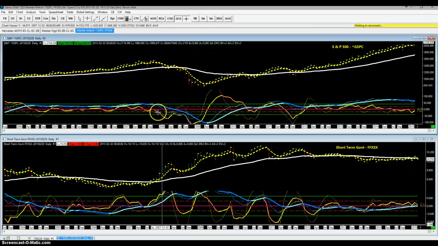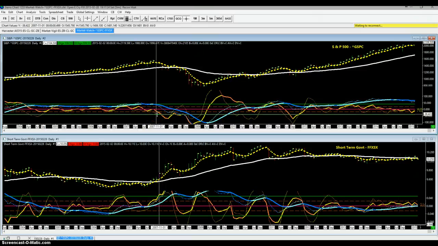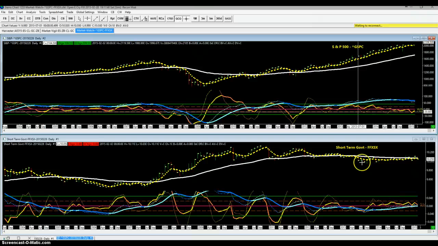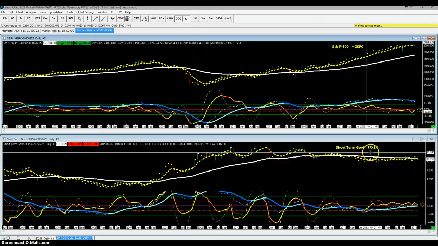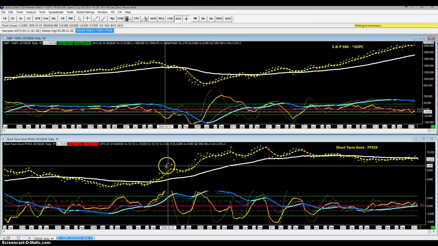So the pin went down ahead of the prime VLOT. That already told you that the market was going to go down. The S&P 500, a measure of the equities market, was going to lose value. And also at this time, if you look at the bottom chart, this is a short-term government bond mutual fund, the Fidelity FFXSX.